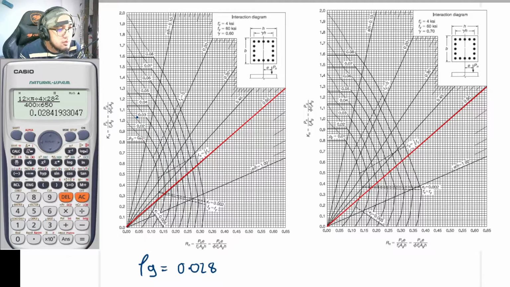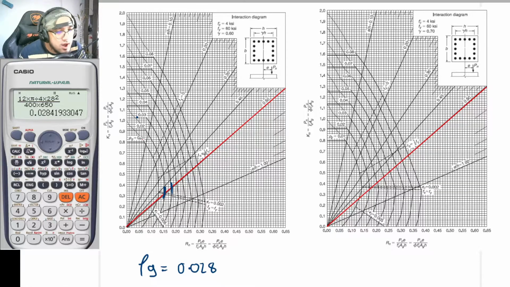My drawing is ugly, but if that is the case, what I will do is get the intersection of 0.02 here, this part, then 0.03 at this part, and I will be getting 80% of it. So, I'm assuming that it is to be this line.